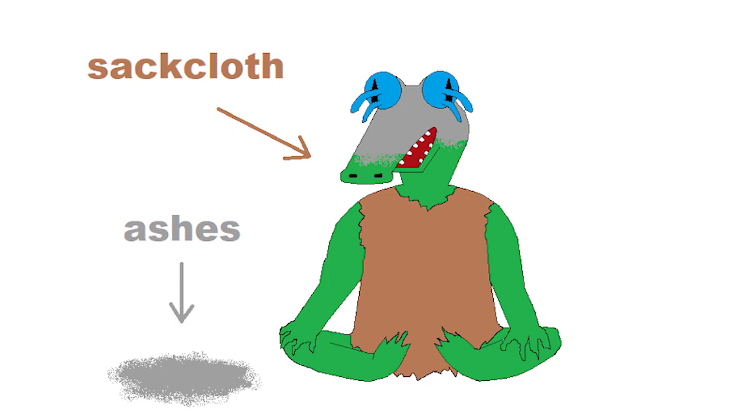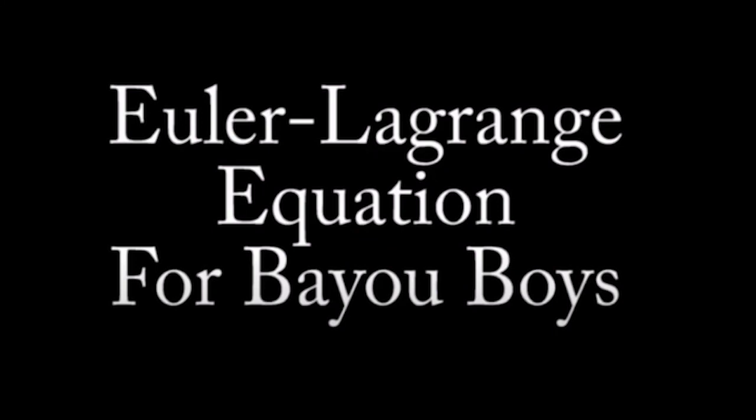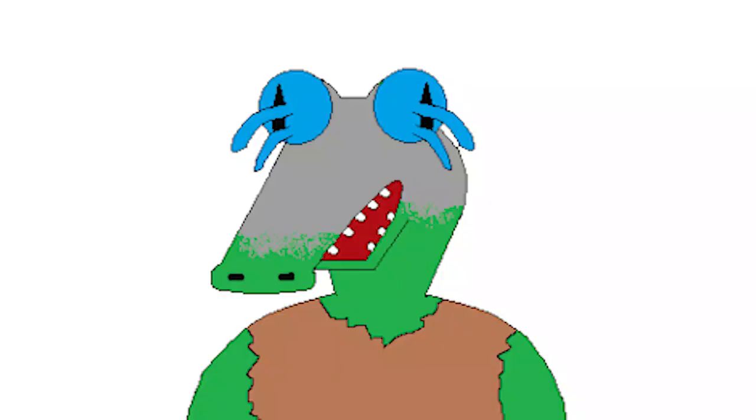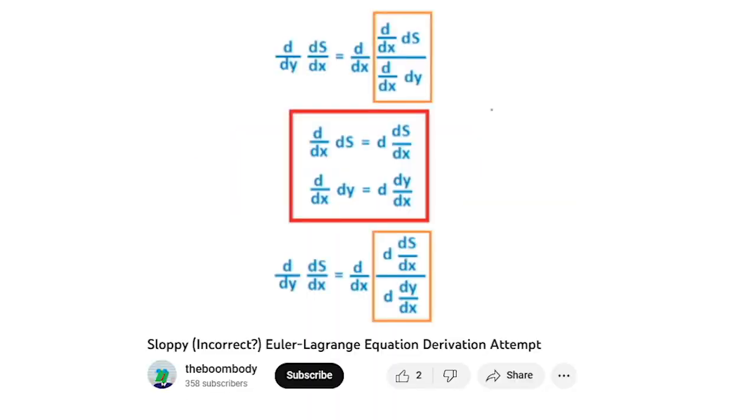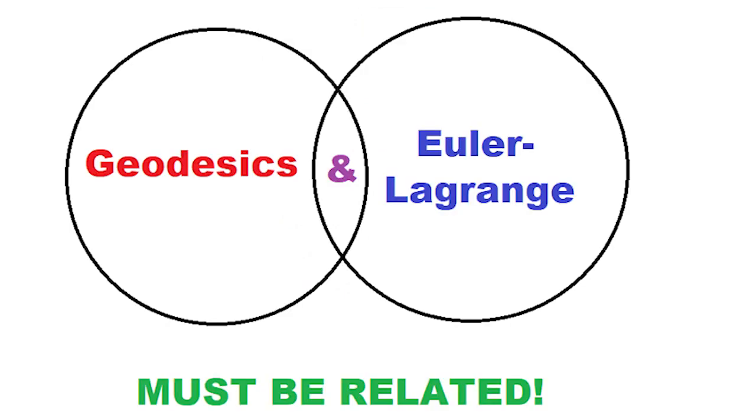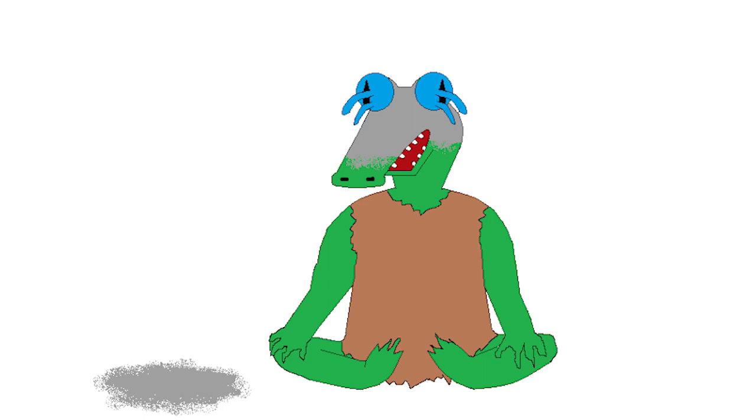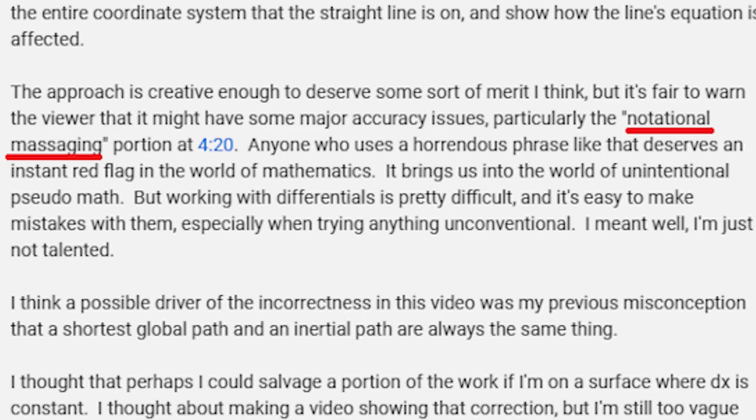Back in September of 2019, I made a video where I attempted to derive the Euler Lagrange equation from a non-protuberance argument. I think I was a bit overambitious and delivered work that was quite sloppy as a result. I was trying to force a square peg into a round hole because I was so sure that geodesics and the Euler Lagrange equation are related in some way. That video wasn't verified as thoroughly as it should have been and had notation issues to say the least.